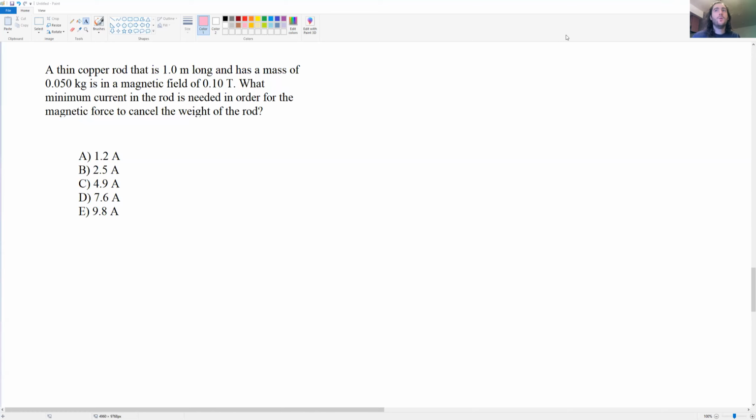So again, we have a thin copper rod, it's a meter long, and it has a mass of 0.05 kilograms, and it's in a magnetic field of 0.10 Tesla. What minimum current in the rod is needed in order for the magnetic force to cancel the weight of the rod?